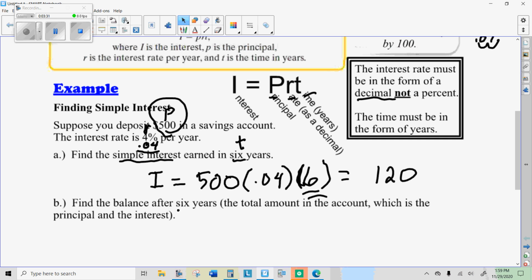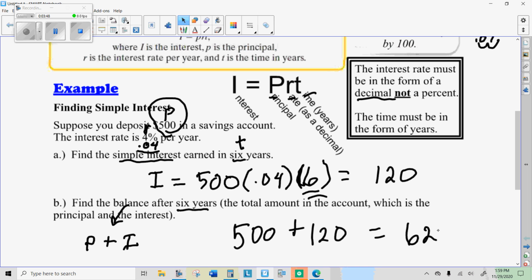And so our balance in 6 years, we're going to have our principal. Whenever you're finding your balance, you just add your principal plus your interest. So we're just going to add 500 plus 120. And that is $620 in there. Okay? All right.